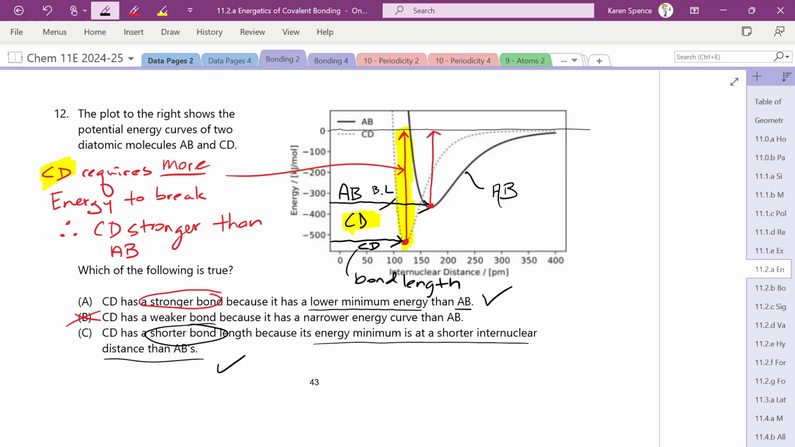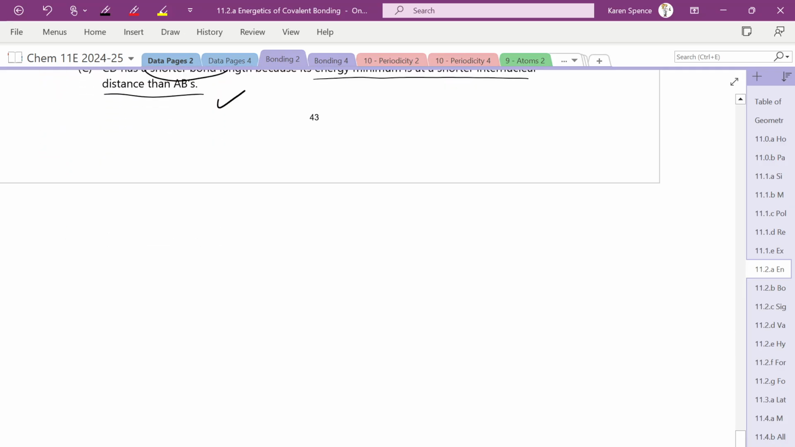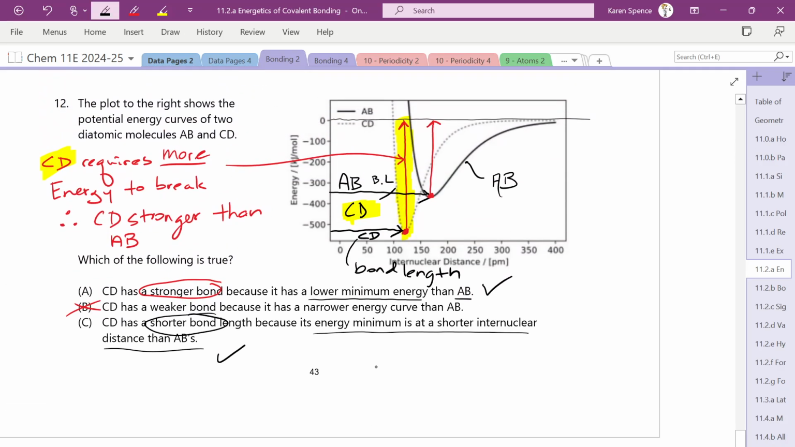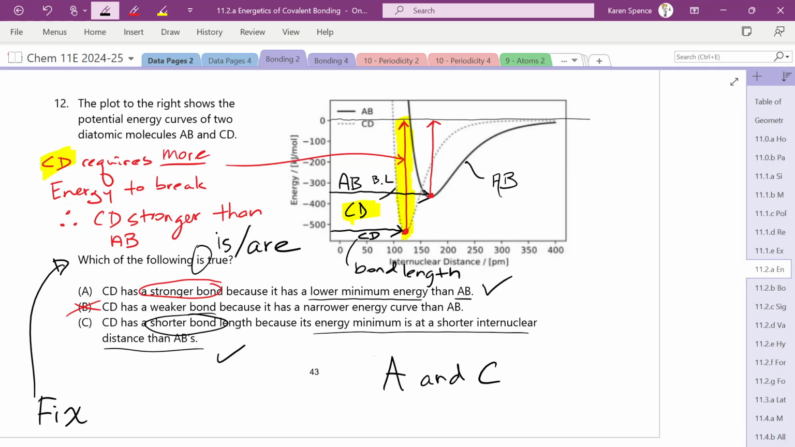What does the answer key say? There is no answer key. Oh, that's fantastic. Okay, so I would say both A and C. And I'm going to change this to say are true. Fix. Okay, so it's going to be A and C. Were there any others that were missing answers? Or just 12? Okay, good.